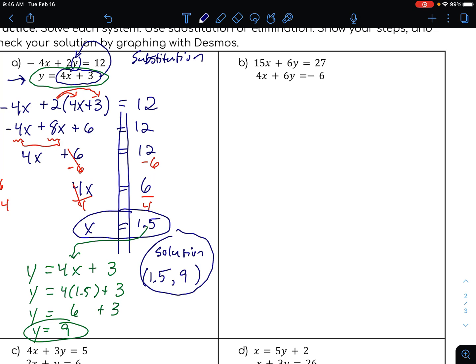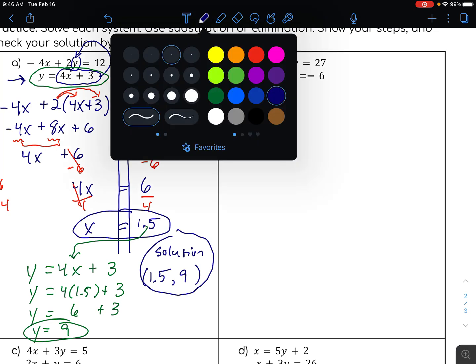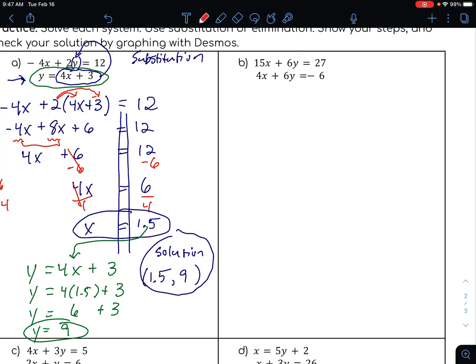Let's do another one. Now in this one, we're going to go ahead and do the elimination method. Since I see the coefficients 6y, 6y, that means that I can eliminate the variables by subtracting. I can eliminate the y variable specifically by subtracting. And so then I need to subtract across, do everything. So I need to subtract: 15x minus 4x would be 11x. 6y minus 6y would be 0.